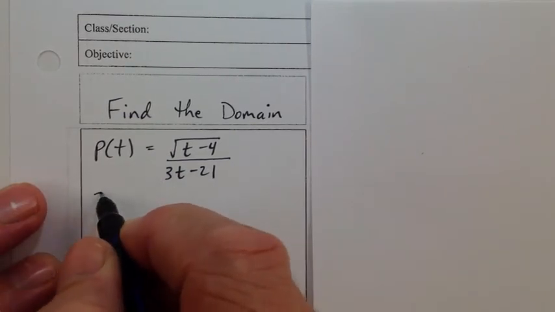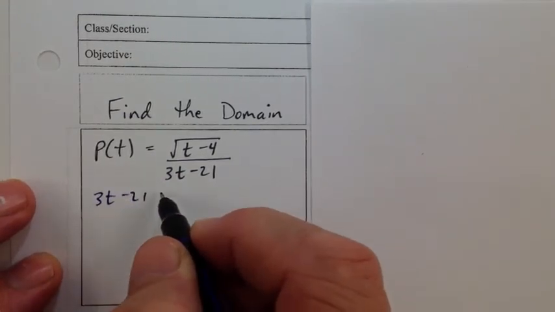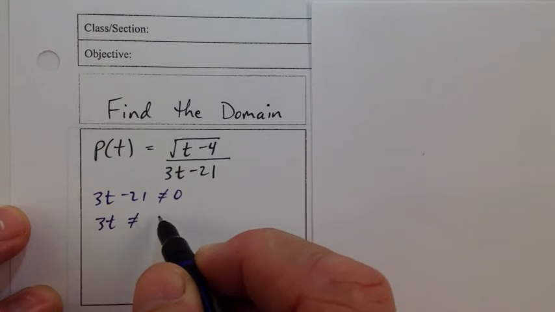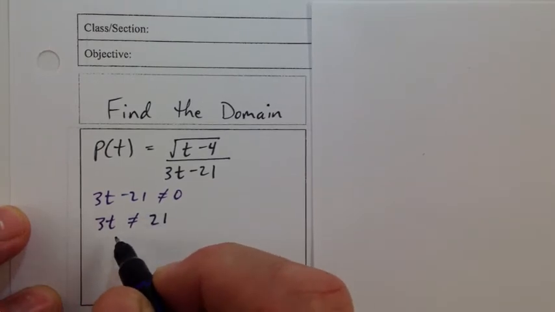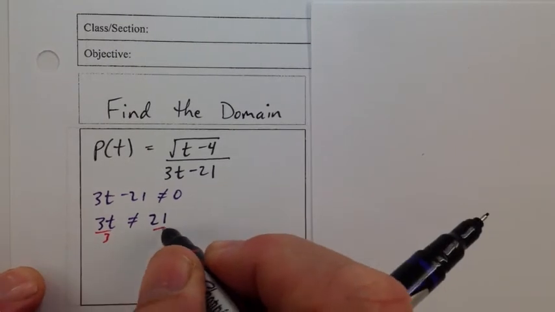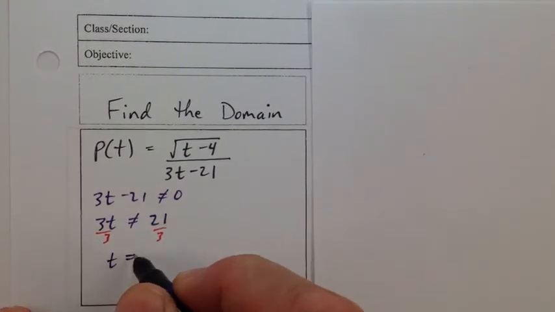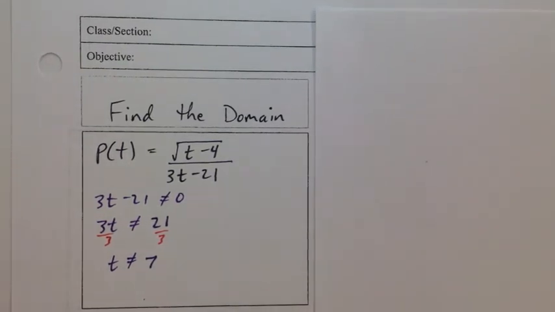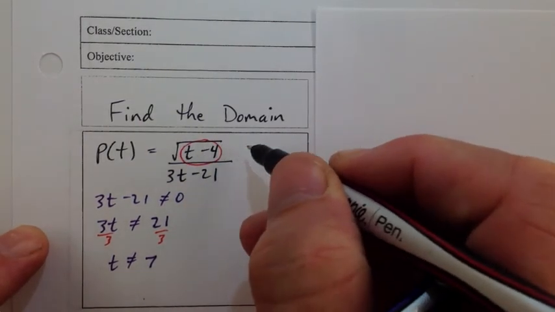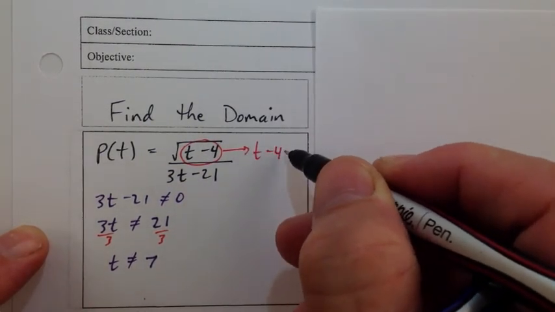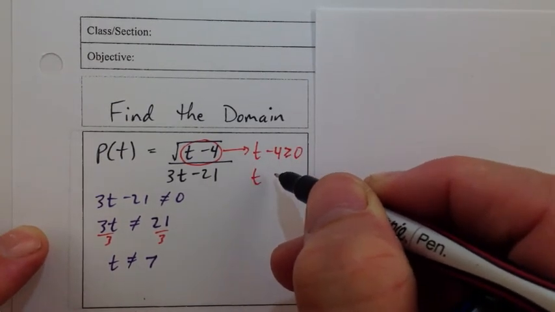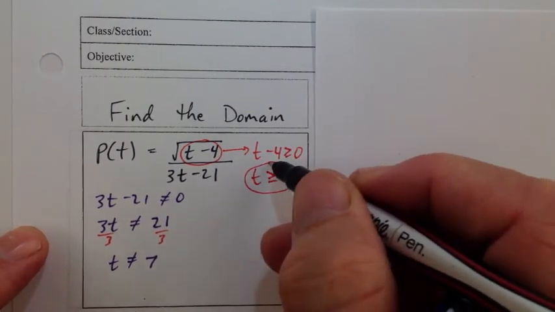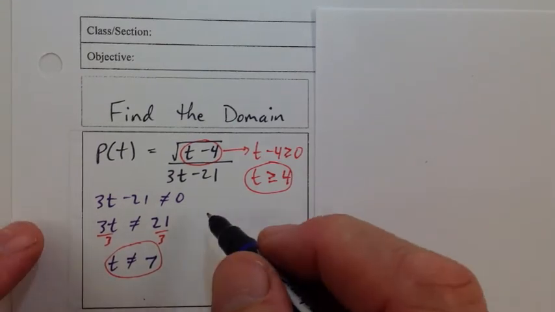So 3t minus 21 can't even be 0. So if we add 21 to both sides, we see that 3t is not allowed to equal 21, and then dividing both sides by 3, we see that t is not allowed to equal 7. But then there's another condition that must be met. The other condition is that t minus 4 must be non-negative, and so if we add 4 to both sides, we get that t has to be greater than or equal to 4.